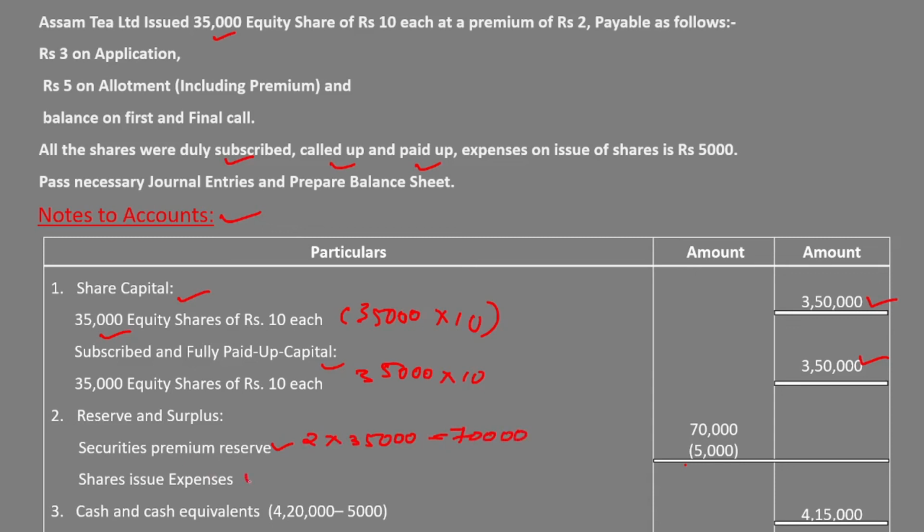Now what are the expenses? Expenses are 5,000. Therefore the total amount will be 65,000, and cash and cash equivalent will be 4,20,000 minus 5,000, because they were supposed to receive 4,20,000, but they have to deduct the expenses of 5,000, so the remaining cash will be 4,15,000. So this is the notes to account.